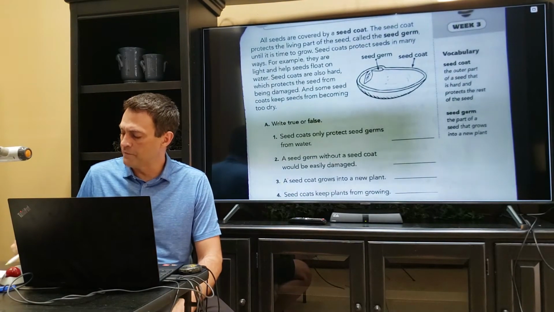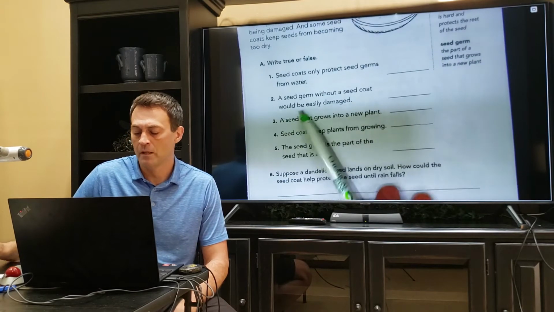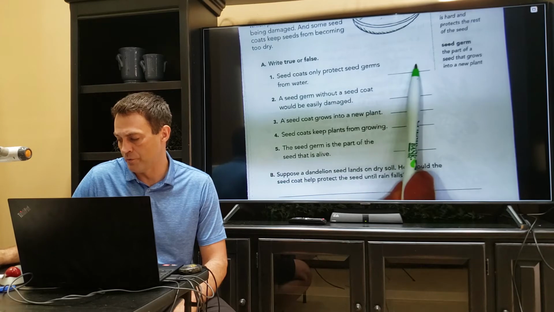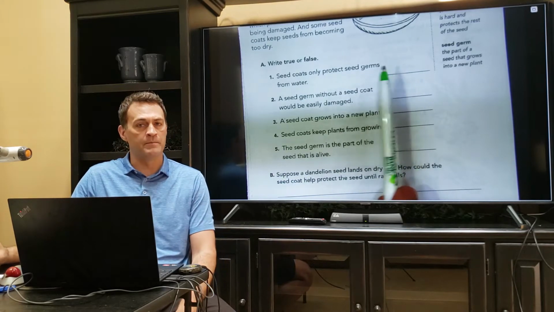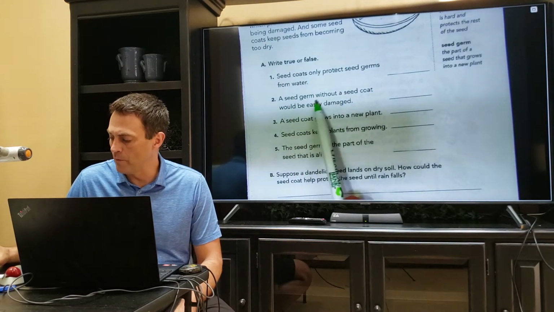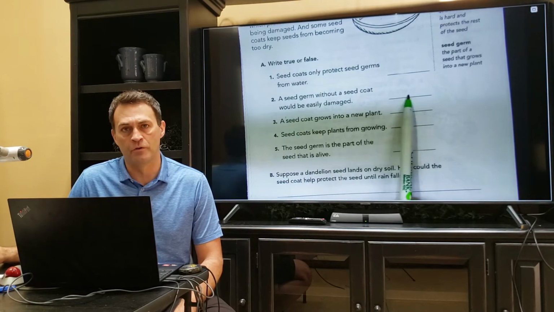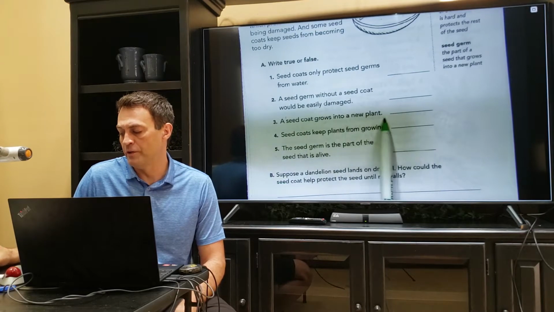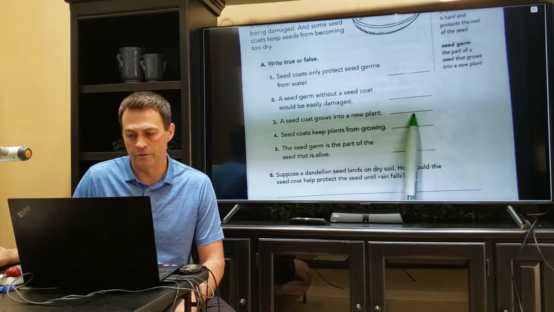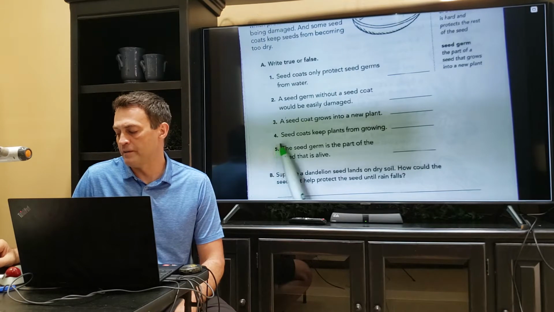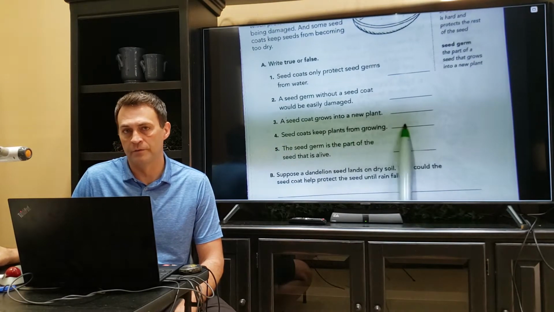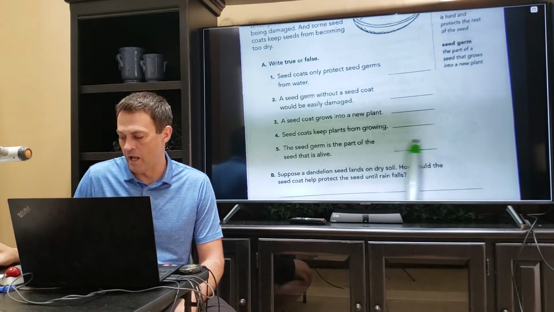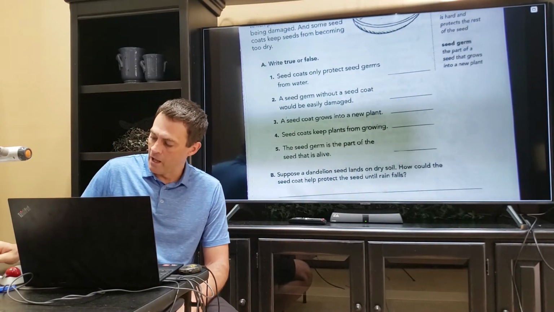So you're going to write true or false for these. I'll go through it. Number 1, seed coats only protect seed germs from water. True or false? Remember, if I'm going too fast, you can always pause it or rewind. Number 2, a seed germ without a seed coat would be easily damaged. True or false? Number 3, a seed coat grows into a new plant. True or false? Number 4, seed coats keep plants from growing. True or false? Number 5, the seed germ is the part of the seed that is alive. True or false?